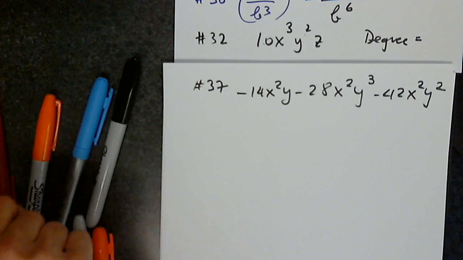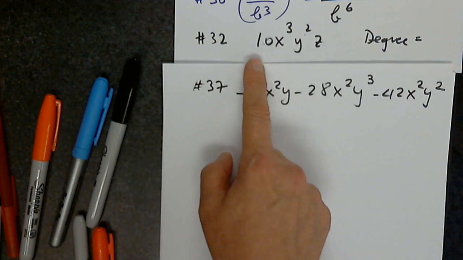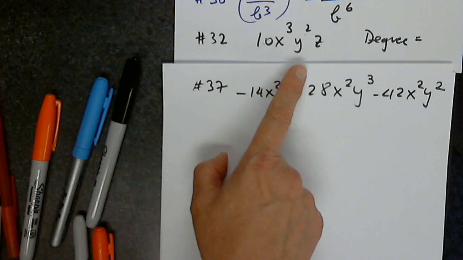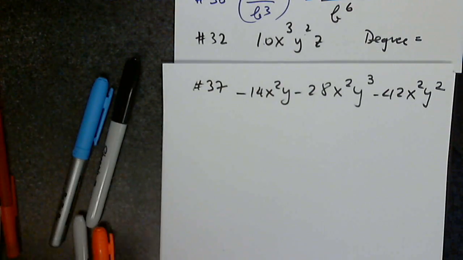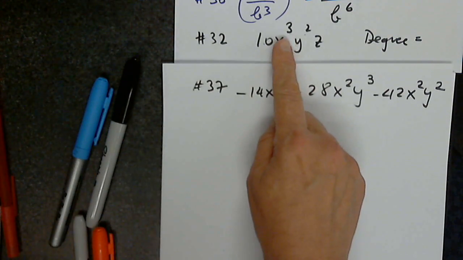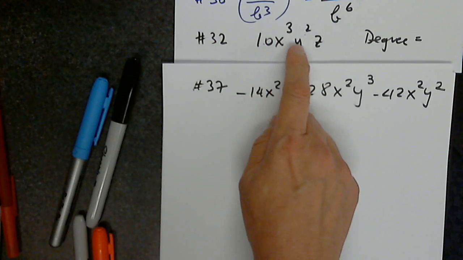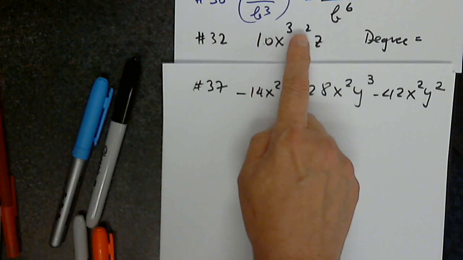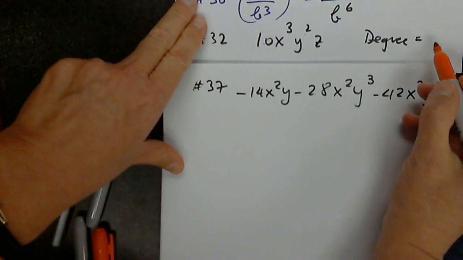Can anyone give us the degree of this monomial, 10x to the 3rd y squared z? The degree is 6, because we have to add the degrees of all variables in the monomial: 3 plus 2 plus 1 is 6.